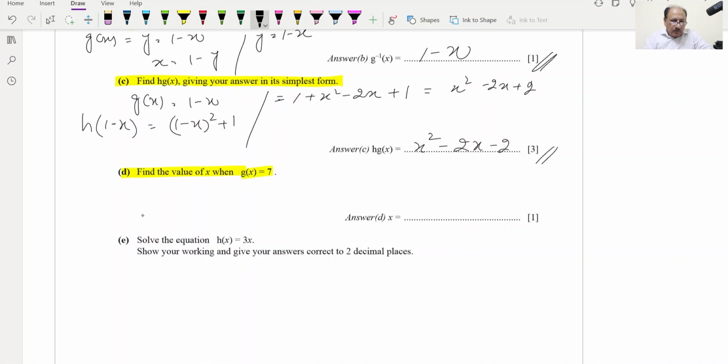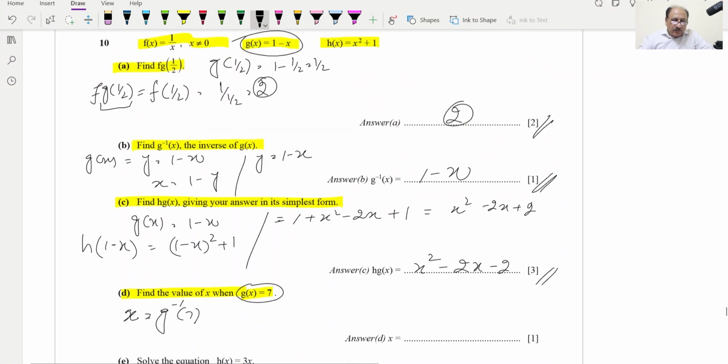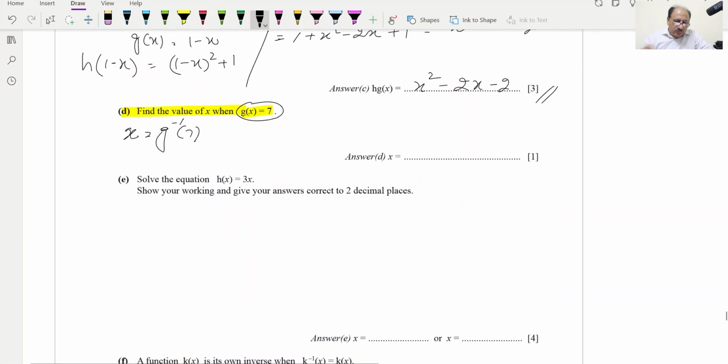So g of x is equal to 7. This implies that x is equal to g inverse of 7. So in g inverse of x, which we found basically, which is 1 minus x, we can write this will be equal to 1 minus 7, which is equal to 6. So 6 will be our answer.